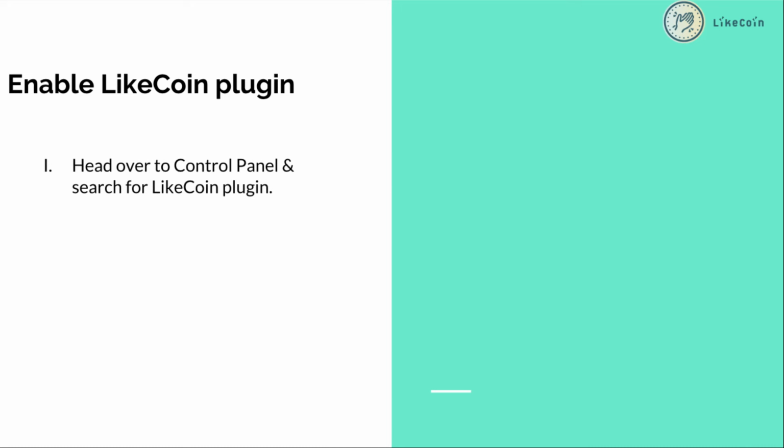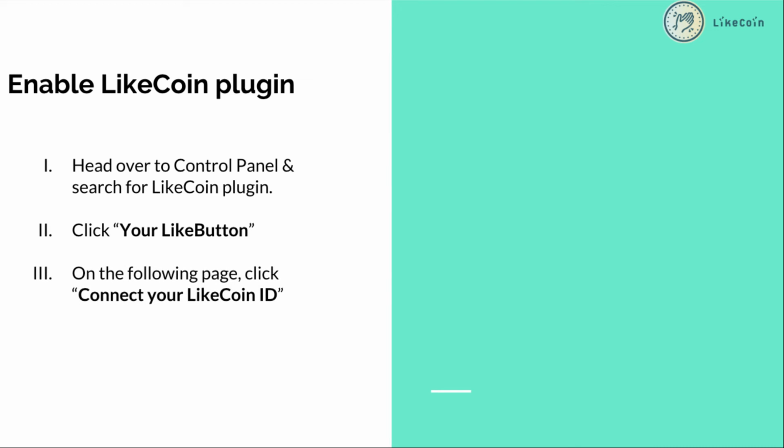To do so, first you need to head out to the control panel and search for the LikeCoin plugin, or you can just head out to the main dashboard and you'll see it towards the left hand side, which I'll show you in a moment. Then you need to click on your like button, and on the following page you should click on connect your LikeCoin ID, because it'll ask you to connect it so that it can display it.